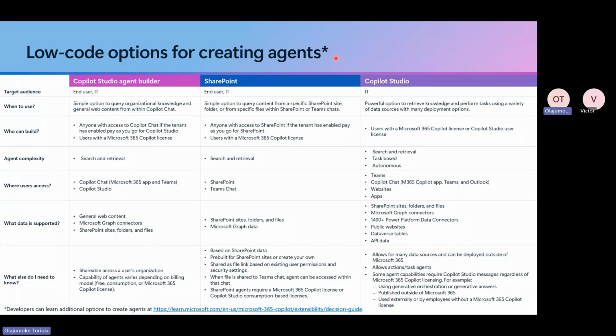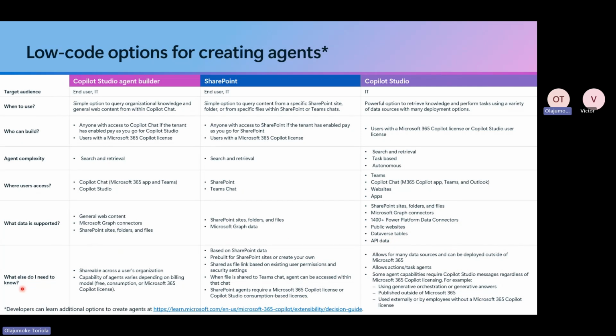So I just want us to understand the different options for creating agents. The one we are familiar with is the Copilot Studio agents because we have the Copilot chats. But SharePoint also is there. And for Copilot Studio, what makes it different is that you have Power Platform data connectors. It can go to public websites. It can go to database tables. You can even put API data. You don't have that here.